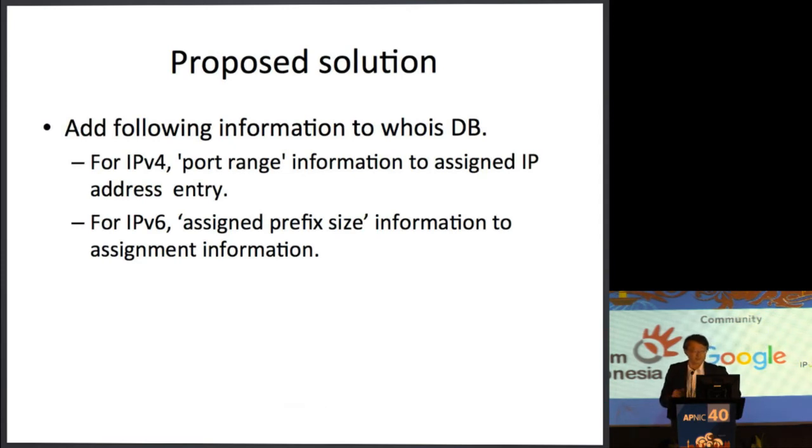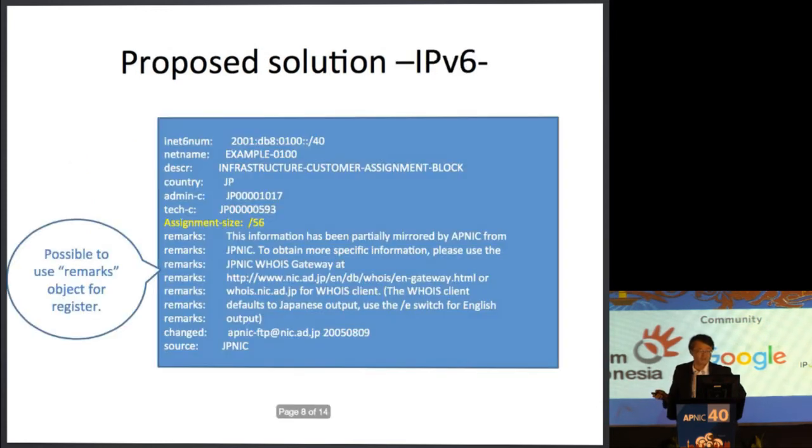This is the proposed solution: adding the following information to the Whois database. For the IPv4 case, the port range information when the ISP uses IPv4 address sharing technology. And for IPv6, assign prefix size information in the assignment information. This is just an example, not the concrete proposal, but for the IPv6 case, it is good to add such a field.